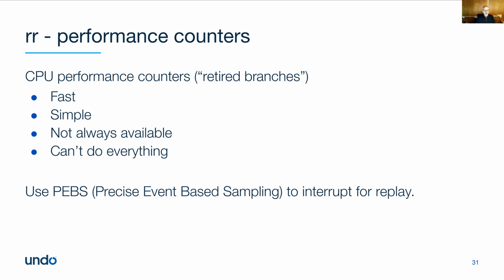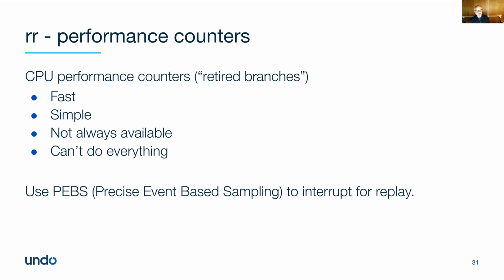There are two ways to do this; at least RR and Live Recorder do it in different ways. So RR will use CPU performance counters to count the number of retired branches, that is the number of branches that actually executed. And this is quite good because the hardware will do it quickly. That makes it quite a simple implementation. But on the downside, they're not always available.